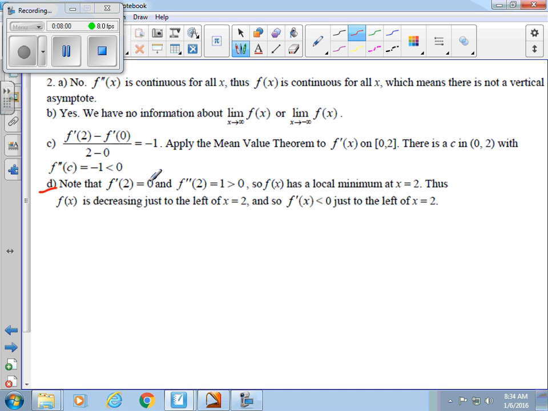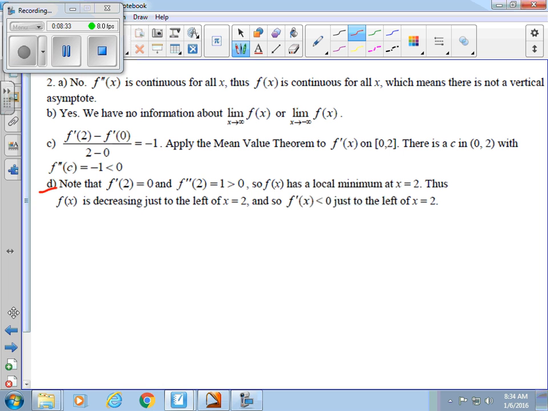Note that since f prime of 2 is 0 and f double prime of 2 is 1, which is greater than 0, f of x has a local minimum at x equals 2. Then, by the first derivative test, that means f of x must be decreasing just to the left of x equals 2, and so f prime of x would have to be less than 0 just to the left of 2. So, on the interval 0 to 2, there is somewhere that the first derivative is less than 0 by the first and second derivative test.